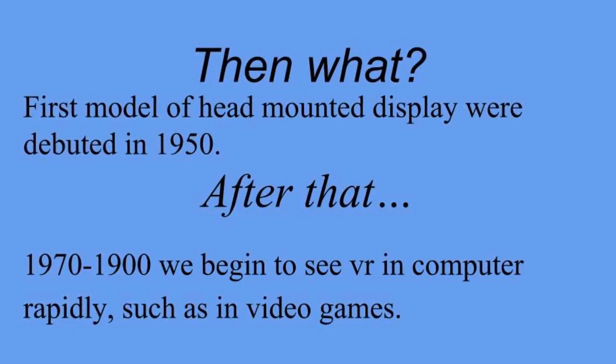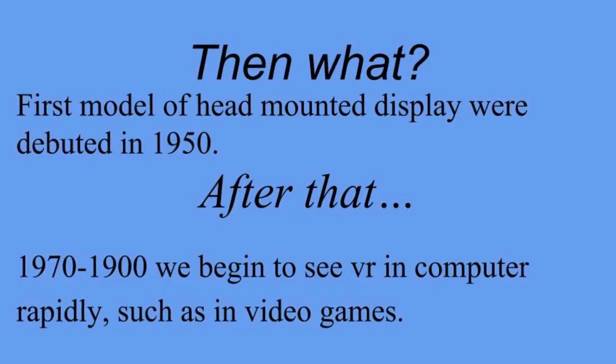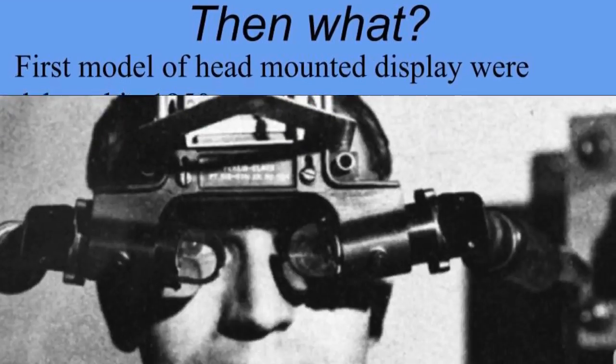Then what? The first model of a head-mounted display debuted in 1950. A head-mounted display is a display device worn on the head or as part of a helmet that has a small display optic in front of one or each eye. After that, from 1970 to 1990, we began to see VR in computers rapidly, such as in video games.